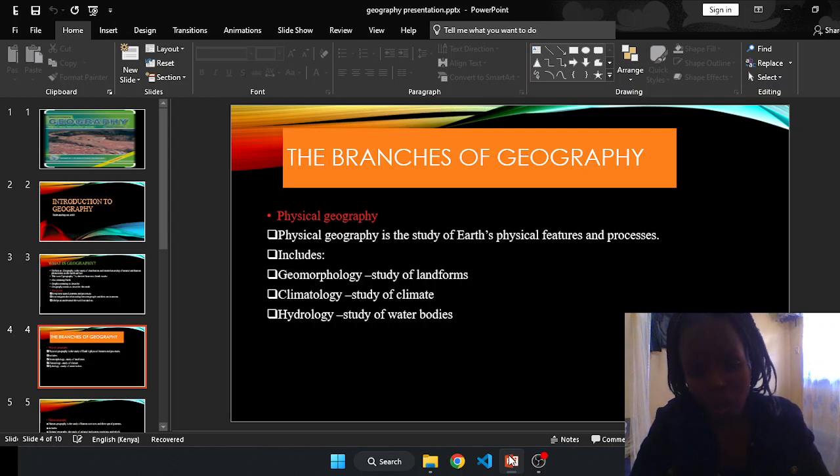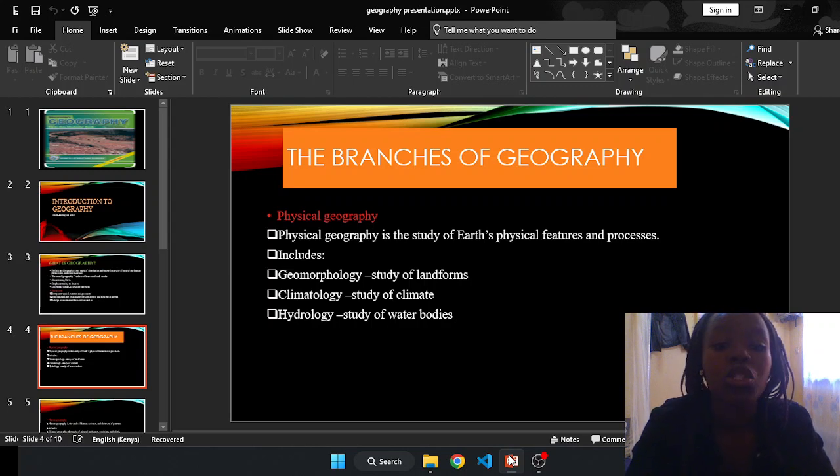So we will begin with physical geography. Physical geography is the study of earth's physical features and processes. From the term itself, physical, it deals with the physical features. It includes things like geomorphology, climatology, and hydrology.